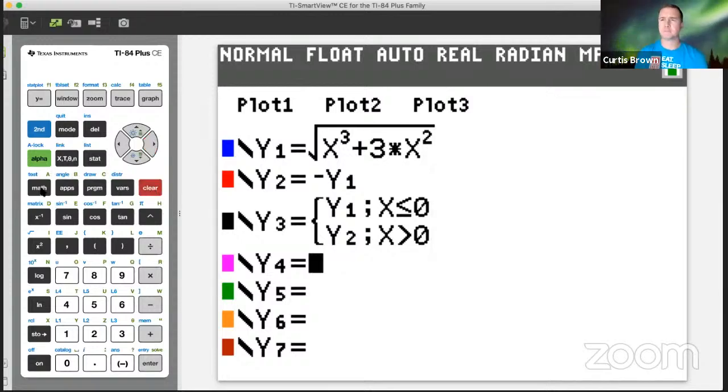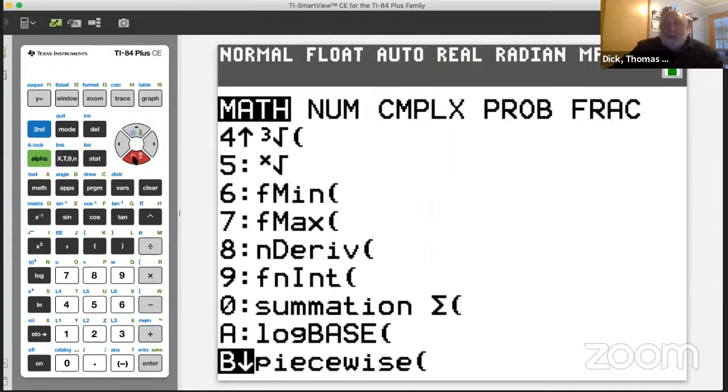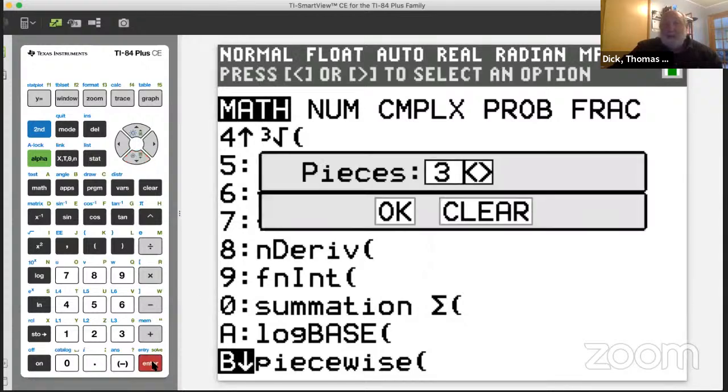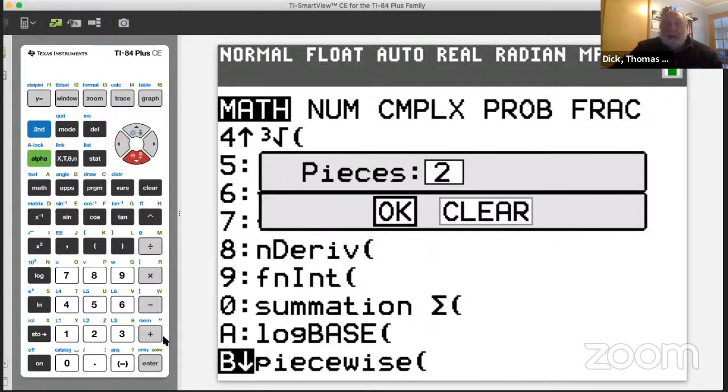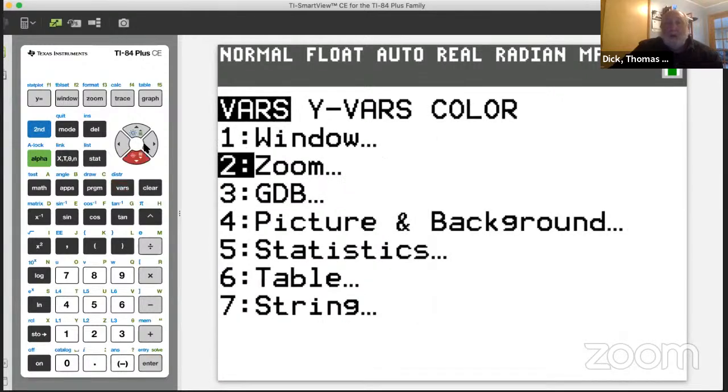So if I go to the math menu and scroll down, I eventually see something called piecewise. And it's kind of a tailor-made thing for entering piecewise defined functions. So let me enter that, and it asks me how many pieces do you want in your piecewise defined function? Well, I just have 2, so I'm going to lower that down to 2. I'll press OK. And it sets up a little template for me to enter my piecewise function. I'll enter a formula in each one of these spots before the semicolon, and then I need to put what part of the domain that will be valid for. So in this case, for Y4, I'm going to put in negative of Y1.